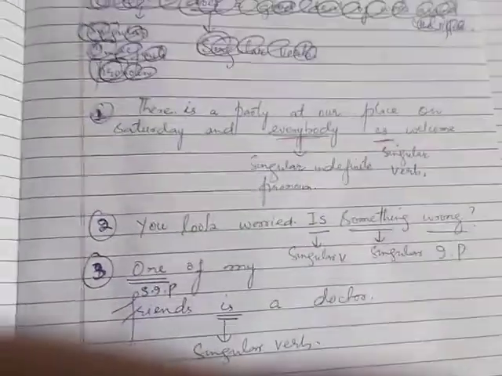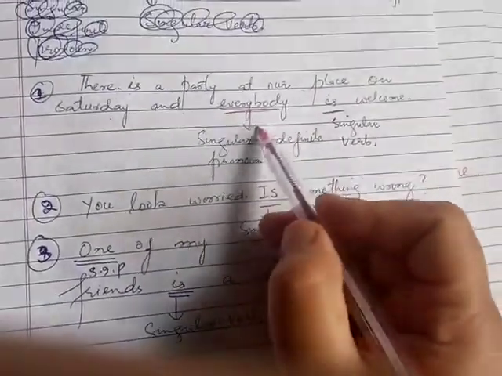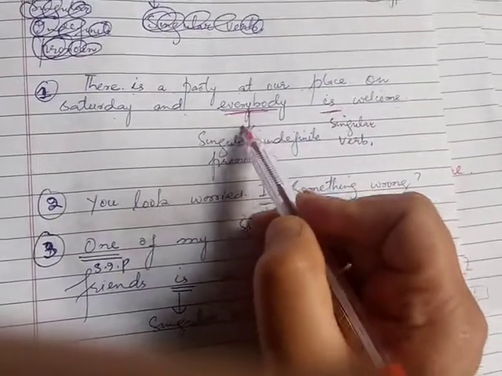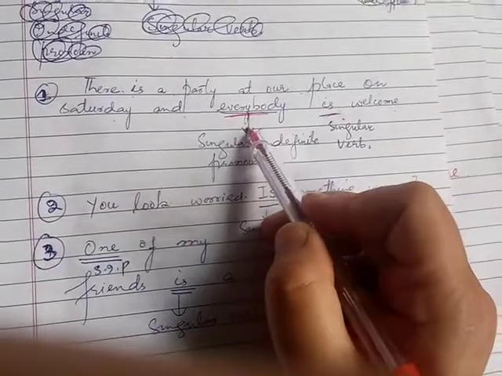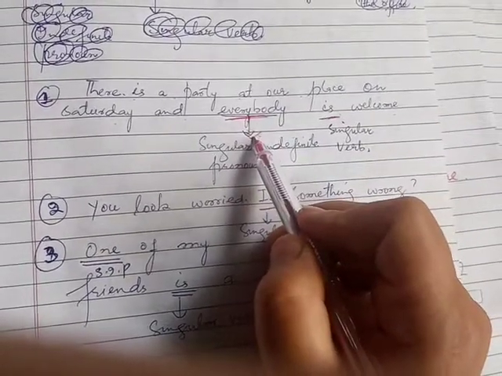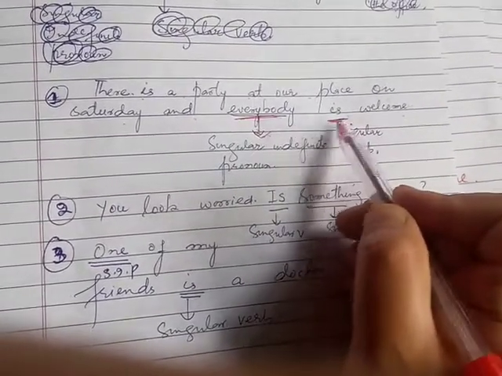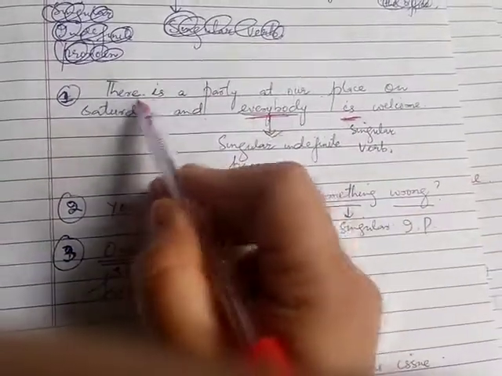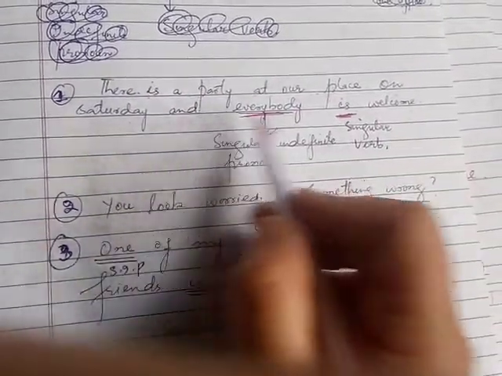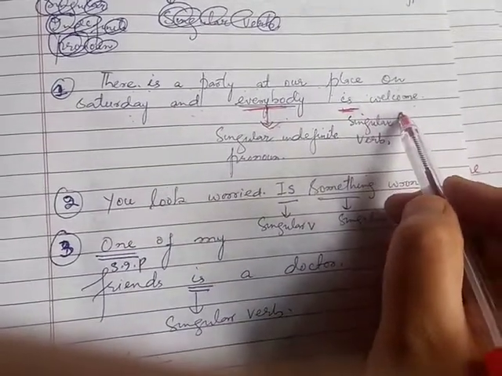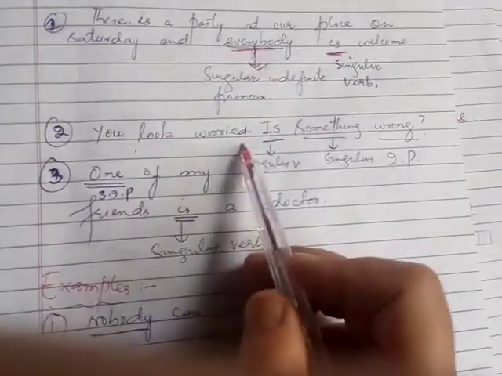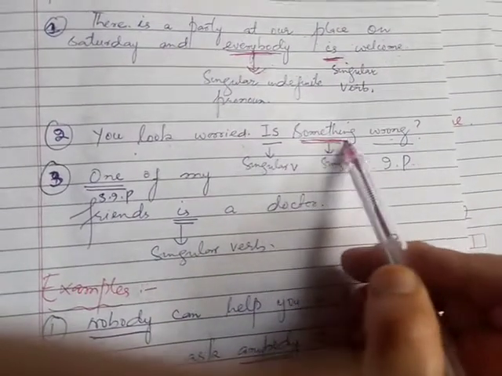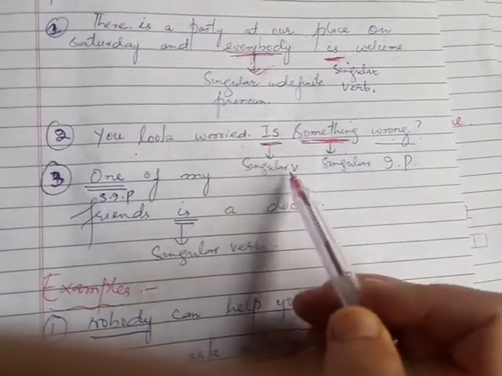I will make this point clear with the help of this example. Everybody is a singular indefinite pronoun, and with a singular indefinite pronoun, a singular verb is used. Is is a singular verb, so here I have used this singular verb. There's a party at our place on Saturday and everybody is welcome. Okay, you look worried. Is something wrong? Here something is a singular indefinite pronoun. With it I use a singular verb.